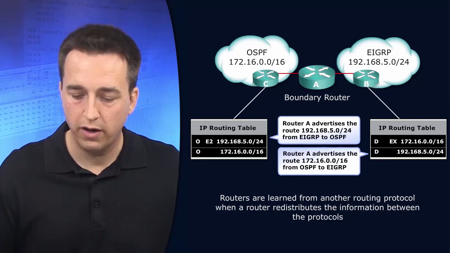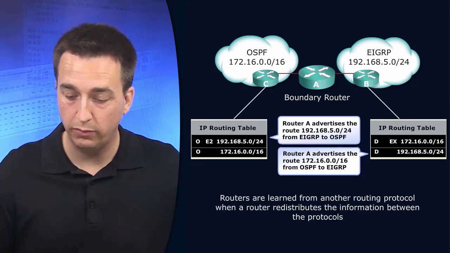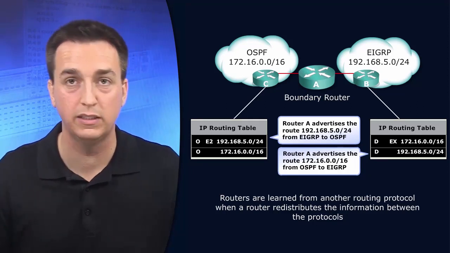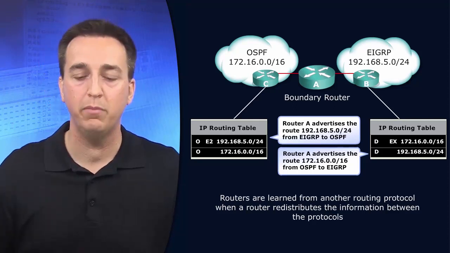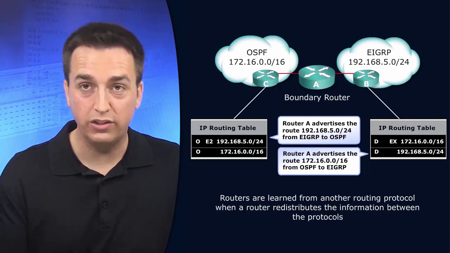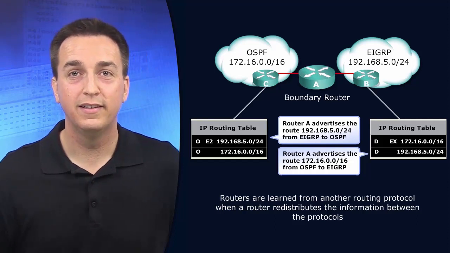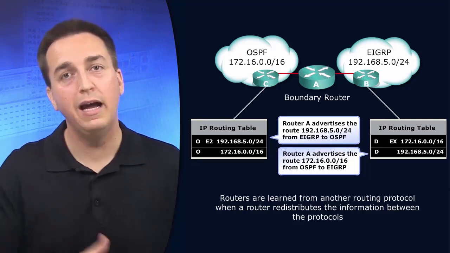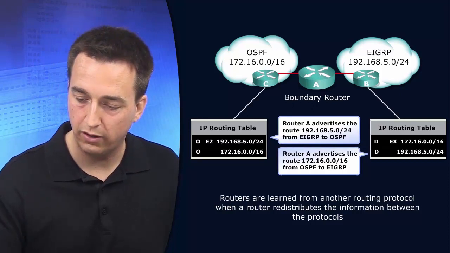So in this case, router A would know about 192.168.5.0 and would know about 172.16.0.0 in the routing table, and then by performing redistribution, we can teach each routing domain about the routes outside of their routing domain. And we can see that accomplished here.